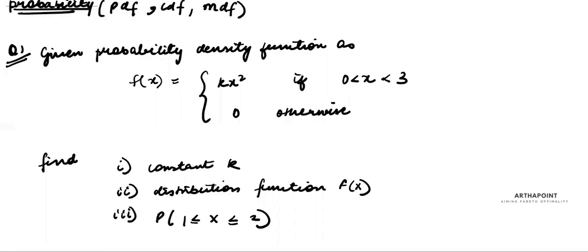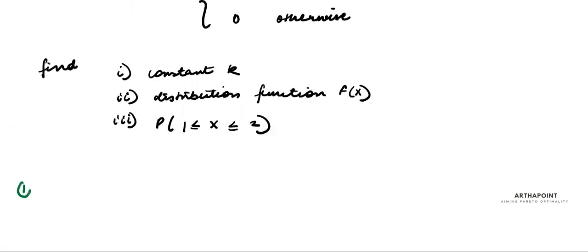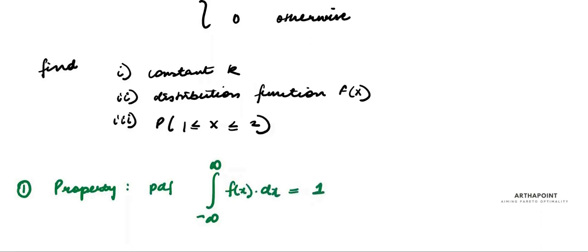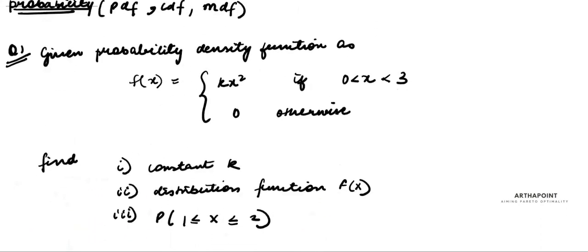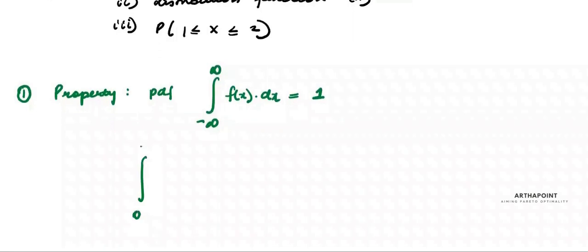So let's start. The first part is asking you to find the constant k. You must know the property that for a PDF, whenever we integrate it from minus infinity to infinity, the answer is 1. The total area, the sum of the probability, is 1. For our case, because it is only defined between 0 to 3, I am going to integrate the function kx square between 0 to 3, and say that this is equal to 1.